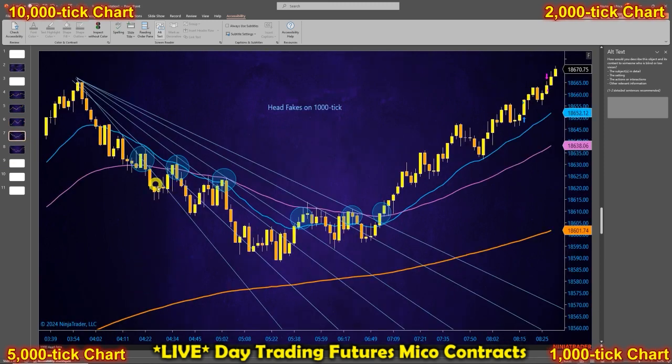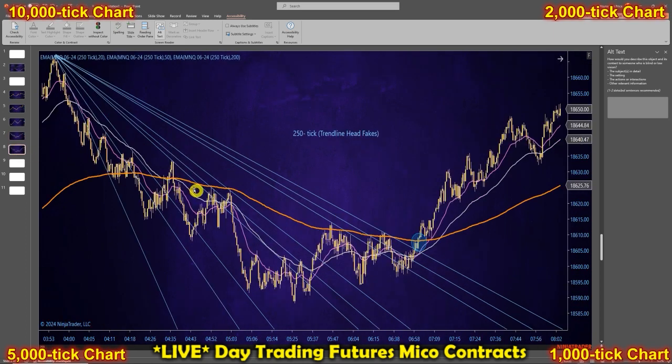And look at all the different ways it popped up. These circles here are head fakes. If you're on the 1,000 tick or 1-minute chart, you're going to get a lot more head fakes. And on the 250 tick chart, which I use on FOMC, Federal Reserve announcement days, there's a lot of head fakes on this thing. Okay, so now that we've pointed out the complexity and the increasing amount of head fakes the lower down the time charts you go, I just want to make a point that using all of them together is very essential.